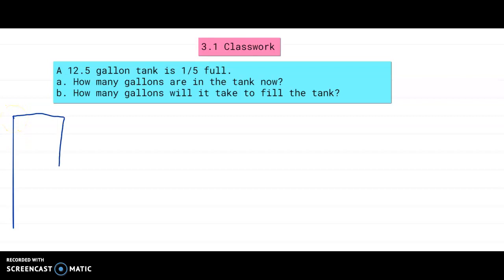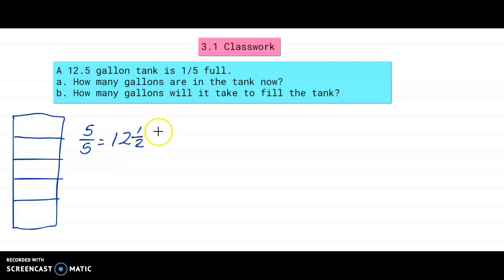So if you draw the tank, and it is 1/5 full, I'm going to do my best to draw it 1/5 full. So I'm going to divide this into fifths. There's 2, 3, 4, and 5. Okay, so when this is full, 5/5 equals 12.5, or 12 and a half. 0.5 is equal to a half. So I'm going to just change it to 12 and a half.